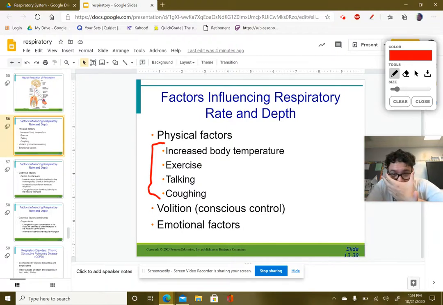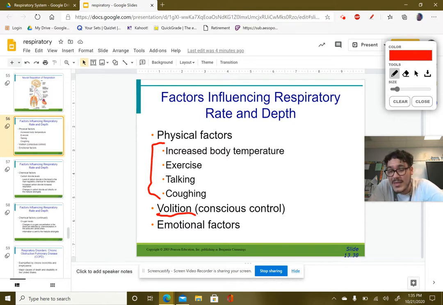Talking, as you can tell right now, anytime that I'm talking, my breathing rate is going to increase because I'm just expelling more air. Coughing, obviously, we've all been sick before, right? So when you have an illness or a respiratory condition, or even if you just have an irritant in your lungs or your trachea or your bronchi, you're going to start coughing and it's going to be more difficult to breathe.